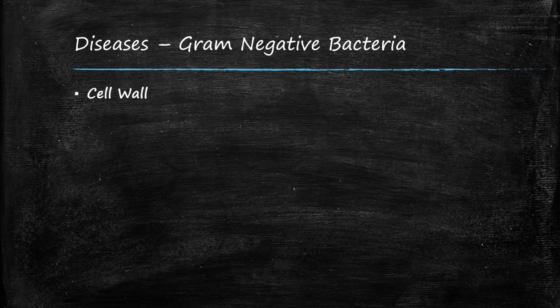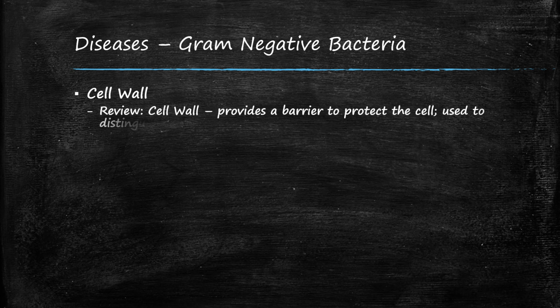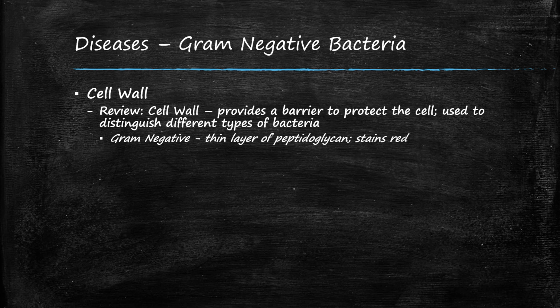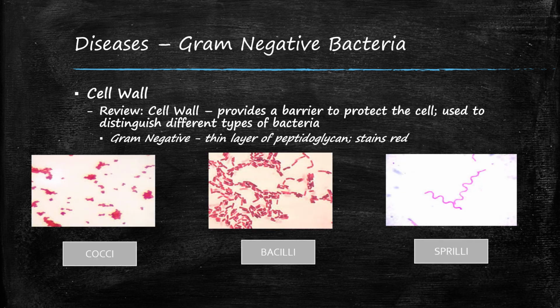So now we're going on to the gram-negative bacteria. Those were all gram-positive, so now we'll talk about the gram-negatives. Again, as a reminder, the cell wall does provide a barrier of protection for the bacteria, and we use it to distinguish different types of bacteria. The gram-negative cell wall stains red, and it has a thin layer of peptidoglycan. So we'll be talking about gram-negative cocci, gram-negative bacilli, and gram-negative spirilli.